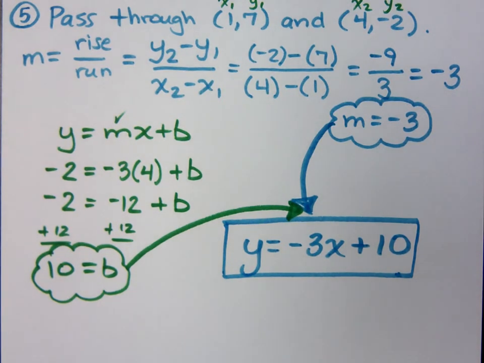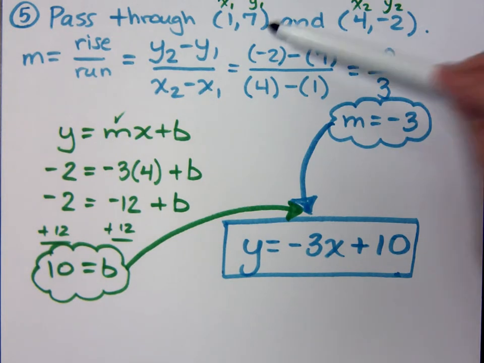Okay, so we didn't know the slope. We found the slope because we had the formula for slope. And I used the slope plus, it didn't matter which point. I chose this one because we have some negative people today. And if you'd used (1, 7), you still would have gotten the same answer.